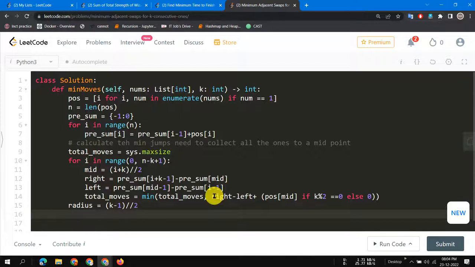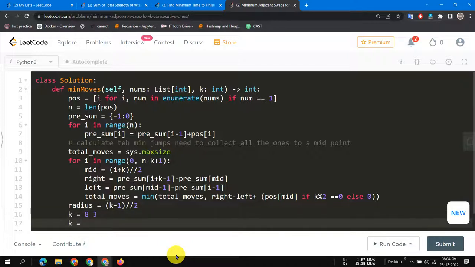Let's say if k equal to 8, then it will come out to be 3, right? If k equal to, let's say, 7, still it will come out to be 3. So I took minus 1 so that I can handle both the cases, right?